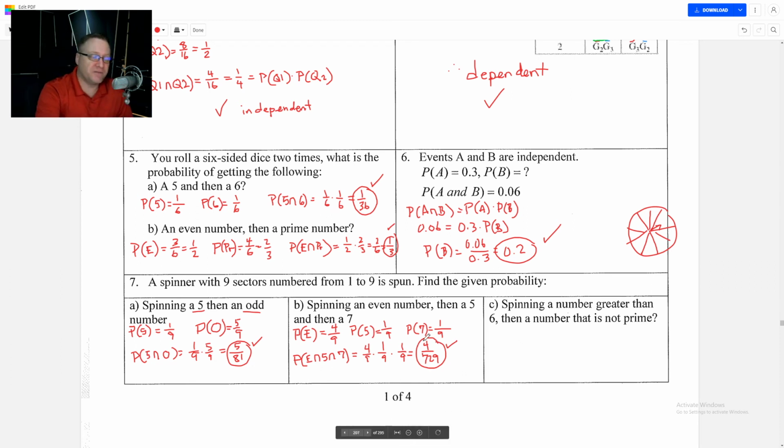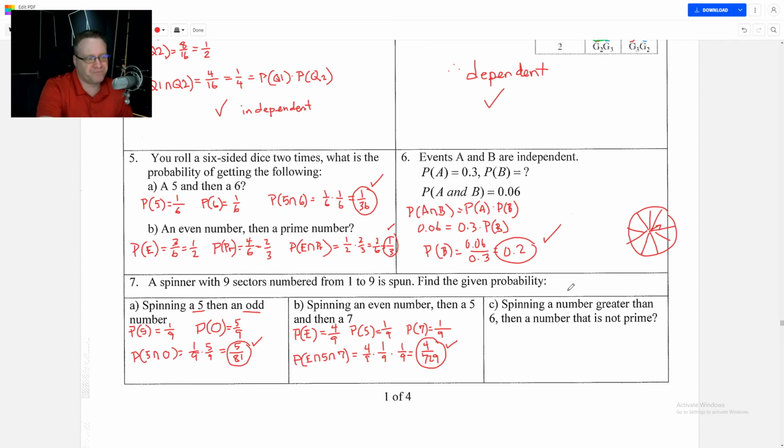What does that mean? What does 4/729 mean? That means, on average, if I spin this spinner 729 times, then on average, 4 times you will get an even, and then a 5 and then a 7 in a row. All right, even, and then a 5 and then a 7.